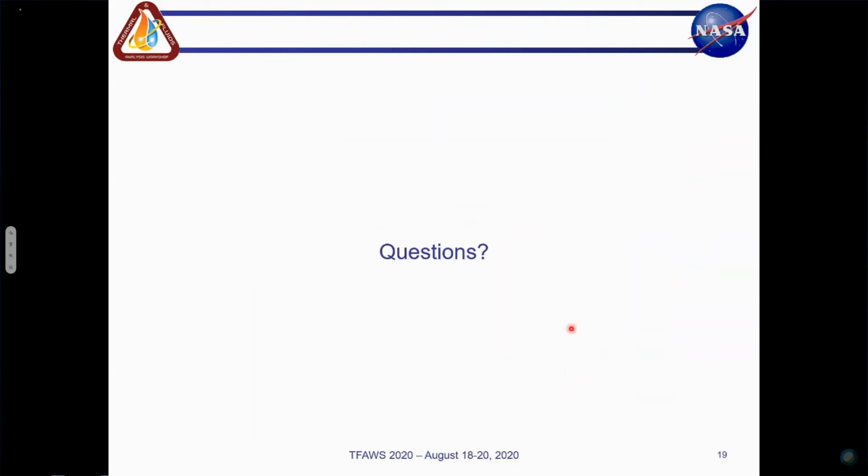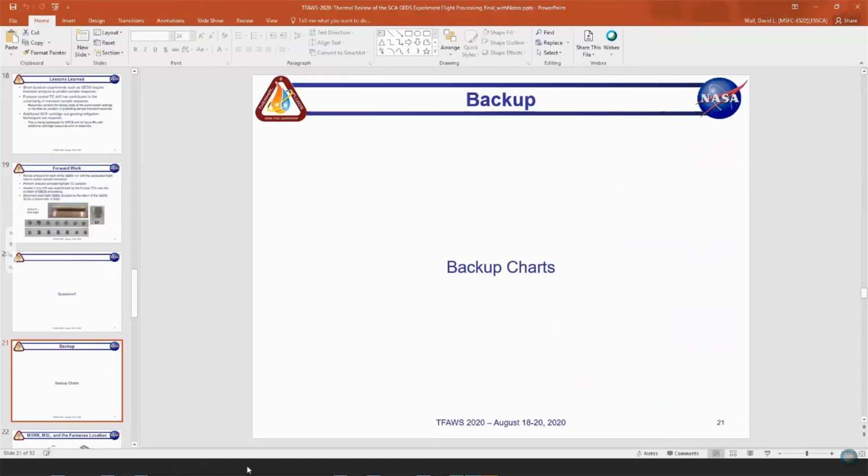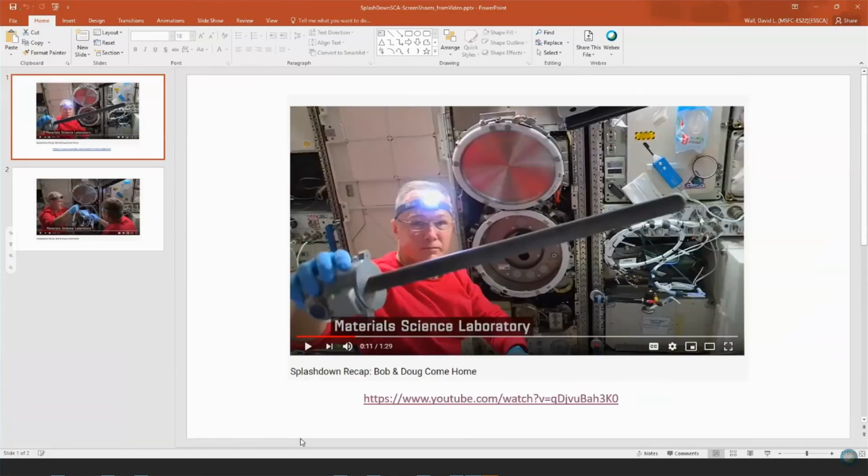So another thing to note on this slide, which we didn't have in previous ones, all these samples are contained in little crucibles inside of a quartz ampule. So this is one of the ampules here.